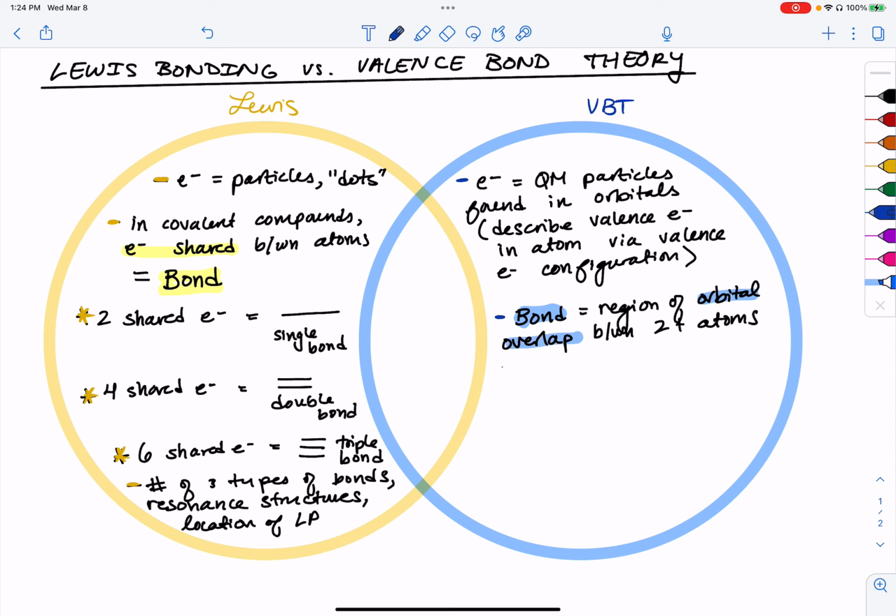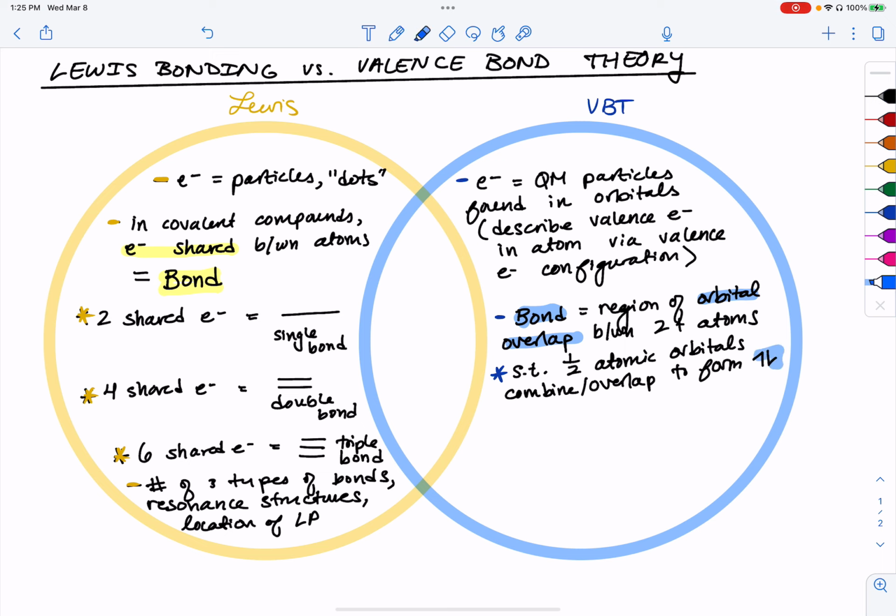And there are specifics here. It's a region of orbital overlap such that half-filled orbitals on atoms combine or overlap to form a spin pair electron in that overlap region.